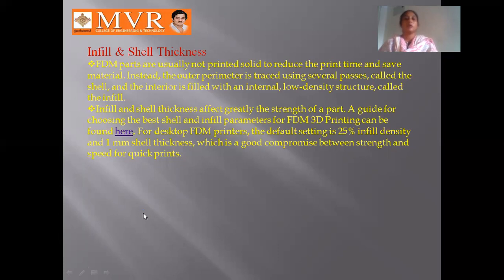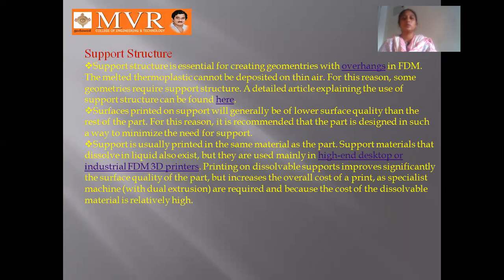Okay. Next, the support structures are needed for overhangs in the FDM process, because the thermoplastic cannot be deposited in mid-air. A detailed article explaining the support structures for different surfaces of printed materials can also be easily identified throughout the process. Okay, this is the FDM process which we are seeing in the second unit.